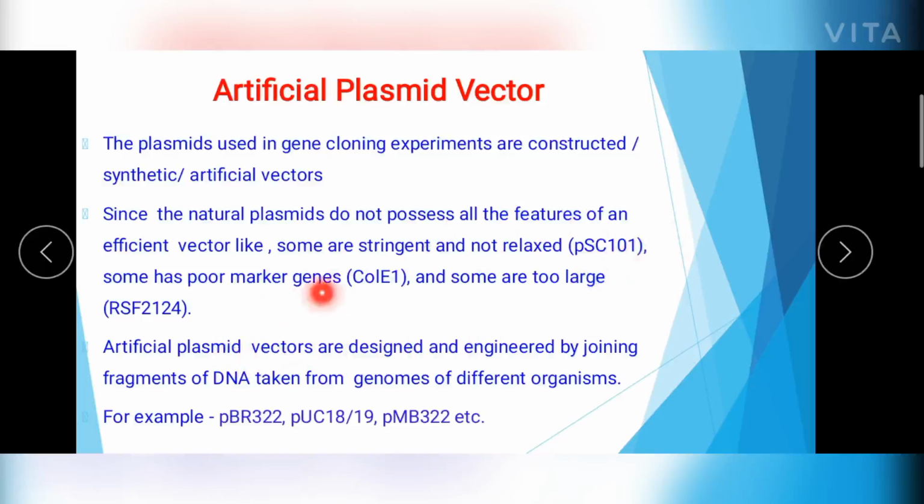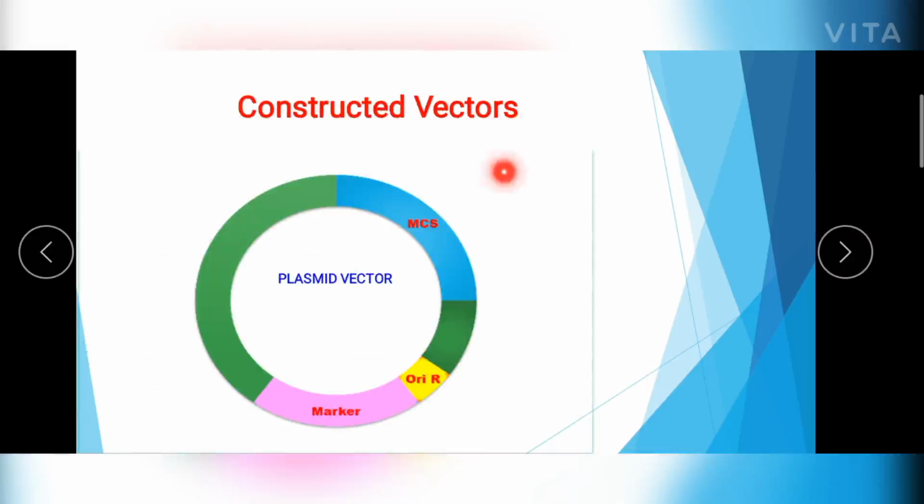plasmid. So for this reason, artificial plasmids are designed and engineered by joining fragments taken from the genomes of different organisms. So like this, the artificial plasmids like PBR322, then PUC18 or 19 vectors and PMB322 vectors, these are the constructed plasmids or artificial plasmids or synthetic plasmids.